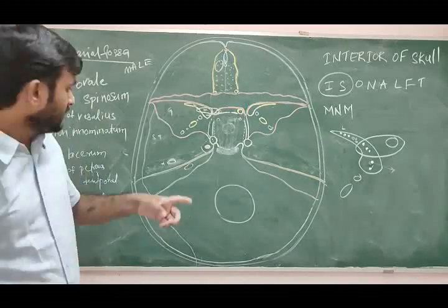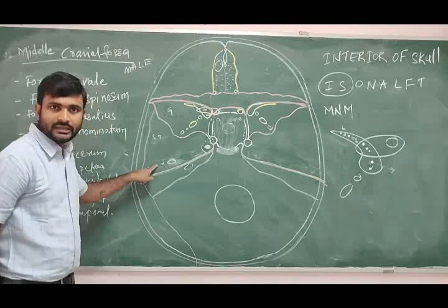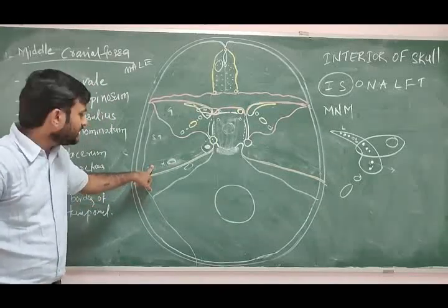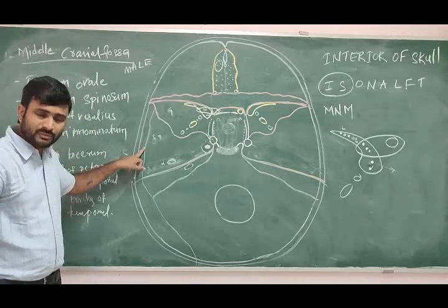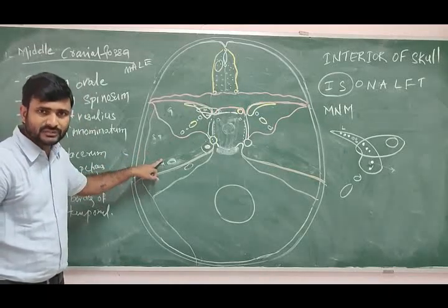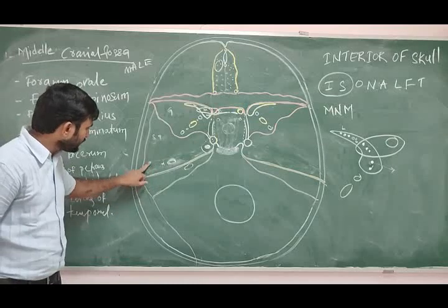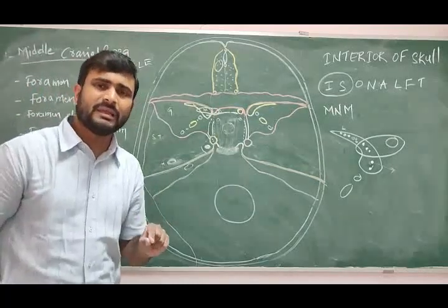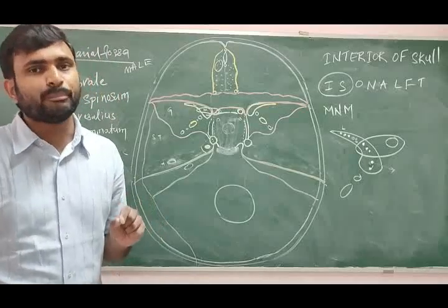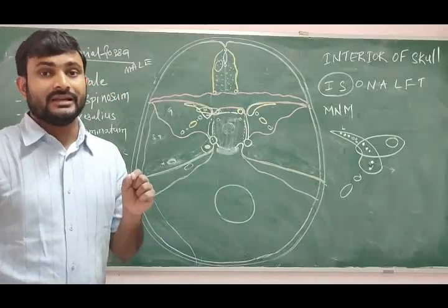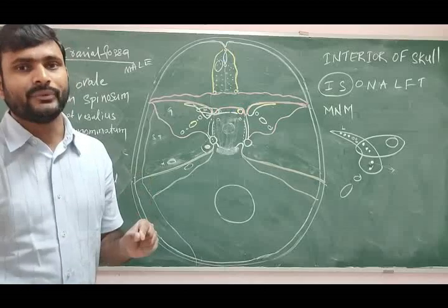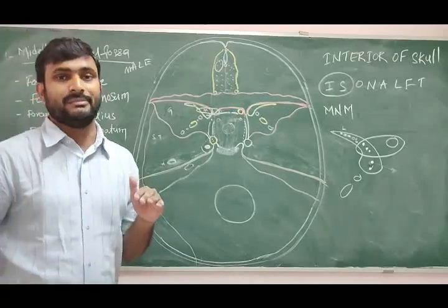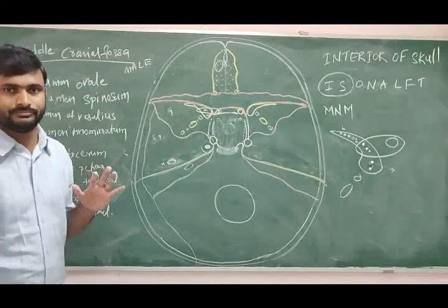Arcuate eminence. Still laterally, there is a thin bony plate between the squamous part of the temporal bone and the petrous part of the temporal bone. Here we are seeing one thin bony plate. That plate is called the tegmen tympani. It forms the roof of the mastoid air cells and mastoid antrum.